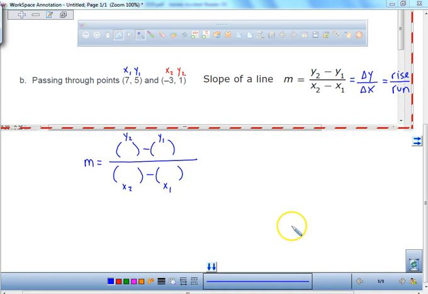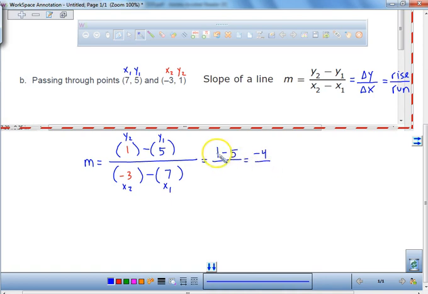All right, here we go. Does anybody know my y2 value? Correct, so put a 1. What would my y1 value be? Correct, 5. What about my x2 value? Negative 3, good. My x1 value? 7. So what do we have? We have 1 minus 5. Write down 1 minus 5, and 1 minus 5 is negative 4.